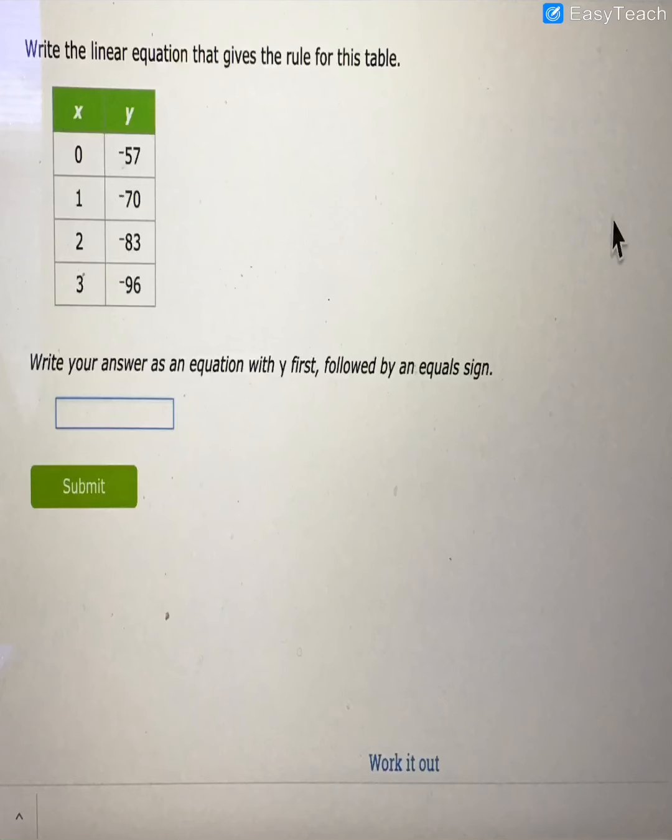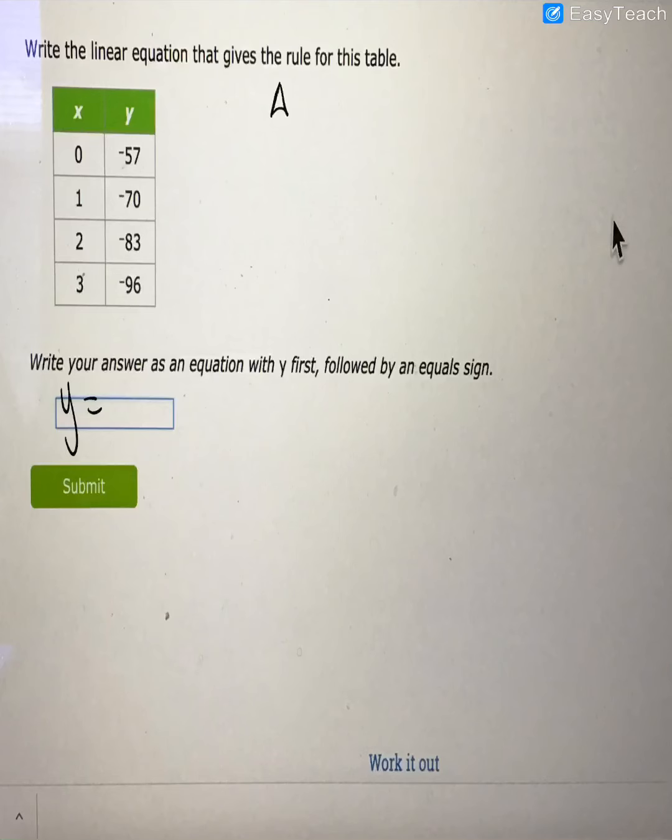Now it says write the linear equation that gives you the rule for this table. But this time, you're going to write it ourselves. So we're going to write y equals here, because we're going to have to write that ourselves. Make sure you don't put any spaces, and see it says followed by an equal sign, so make sure you do that.